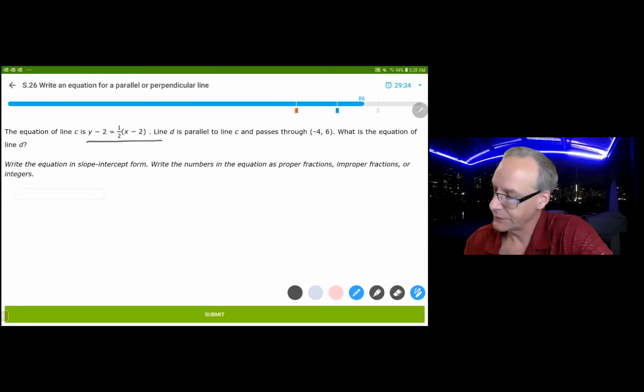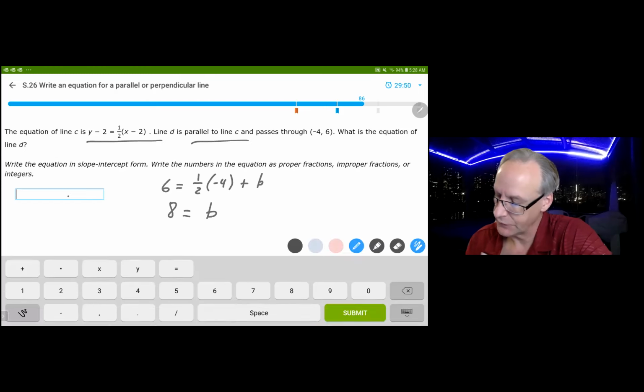We want it to be parallel, so it's going to have a slope of 1/2. That makes it nice. So 6 is equal to 1/2 of -4 plus b. I'm going to add the 2 to both sides because this is -2, and b is equal to 8. So I'm going to write in my equation y equals 1/2 x plus 8.